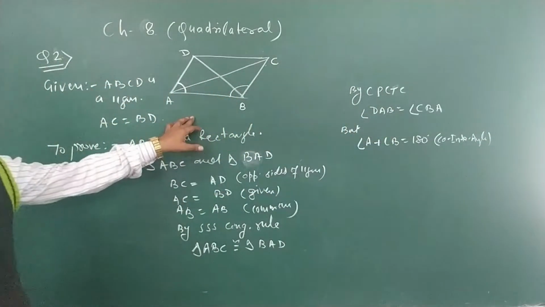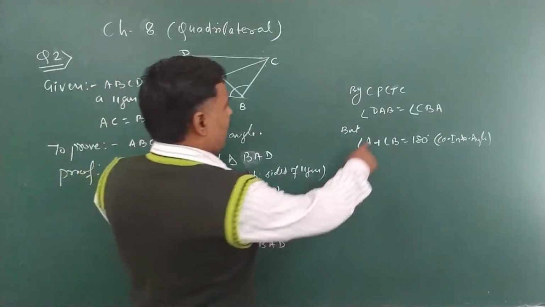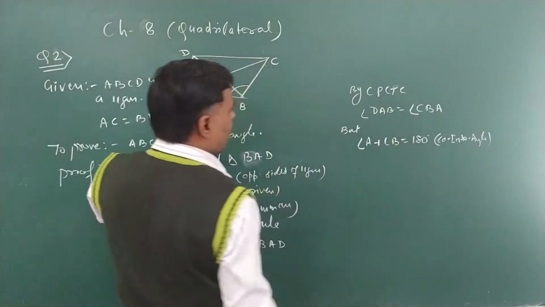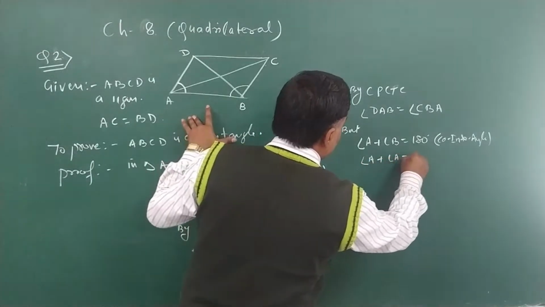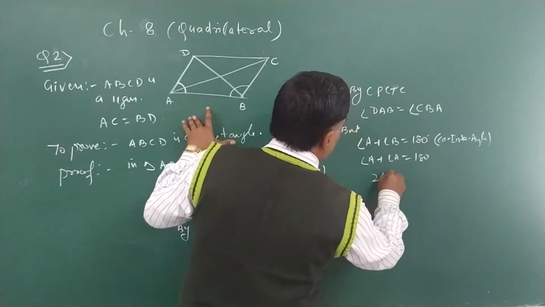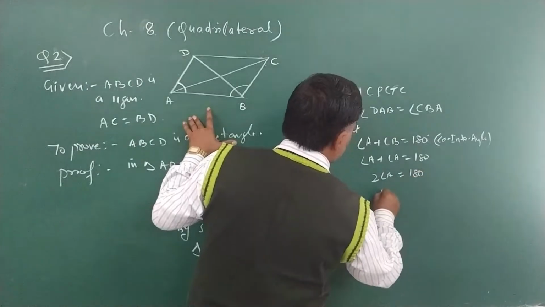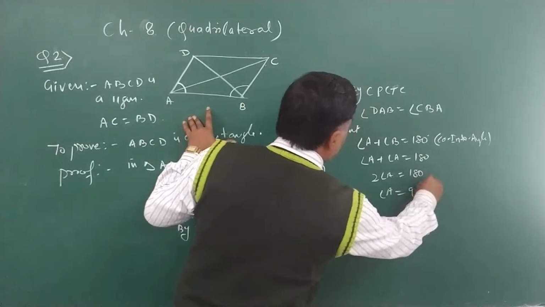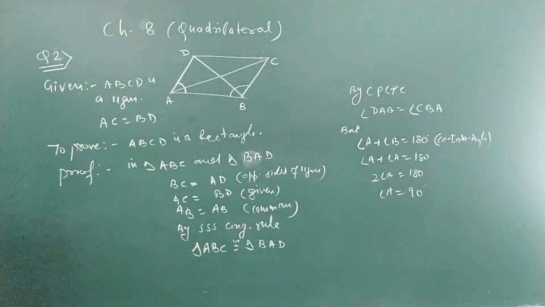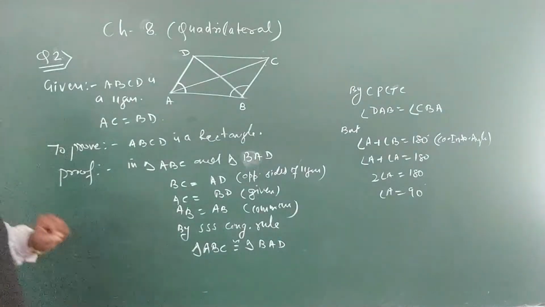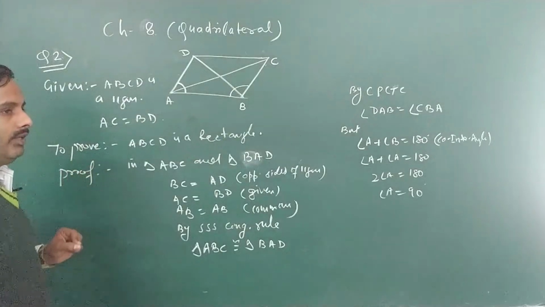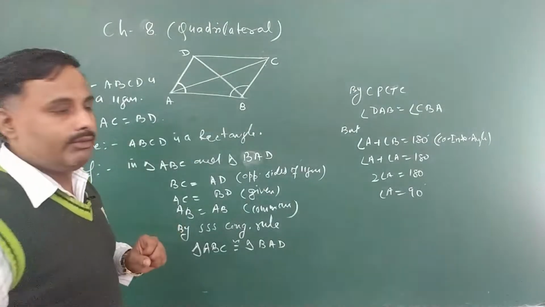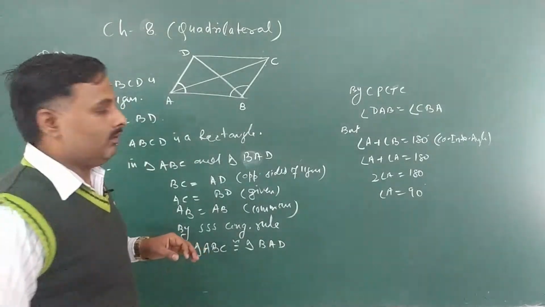Co-interior angles are supplementary. But angle DAB and angle CB are equal. So I'm writing here angle A plus angle A is 180 degrees, so twice angle A is equal to 180. Angle A is equal to 90 degrees. And we can say if one angle of a parallelogram becomes 90 degrees, all will be 90 degrees. Or we can say if one angle of a parallelogram becomes 90 degrees, then it will be a rectangle.